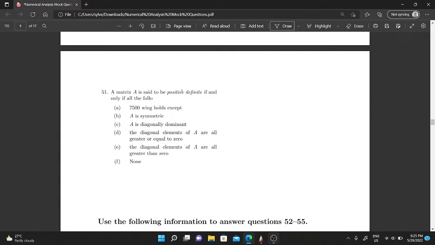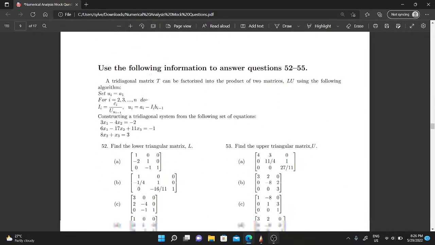Next question. A matrix A is said to be positive definite if and only if all the following holds except. So for it to be positive definite, it has to be symmetric. Okay, we'll get back to you on this question. So let's move on.